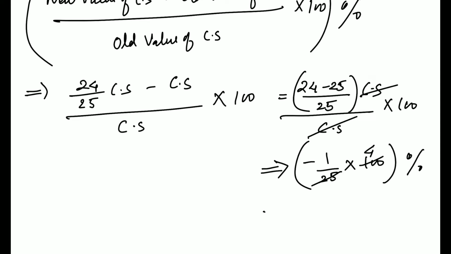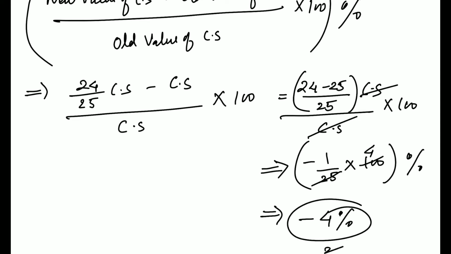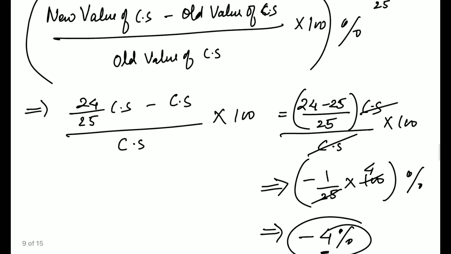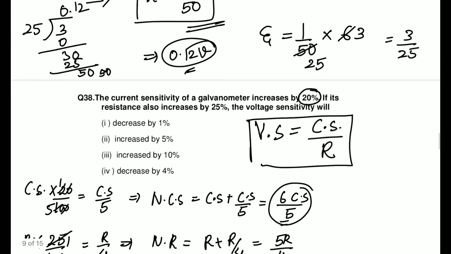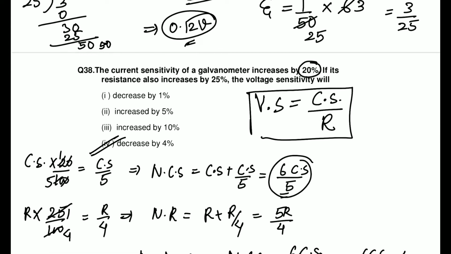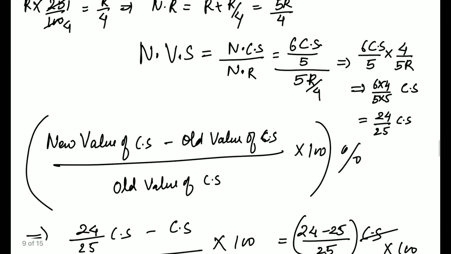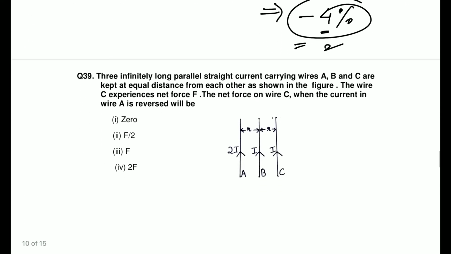This is 25 4. So the answer is minus 4 percentage. So the new voltage sensitivity will be decreased by 4 percentage, right? That is what it's stating. So yeah, option number 4, decreased by 4 percentage. I hope that is understandable. Okay, let's move forward.